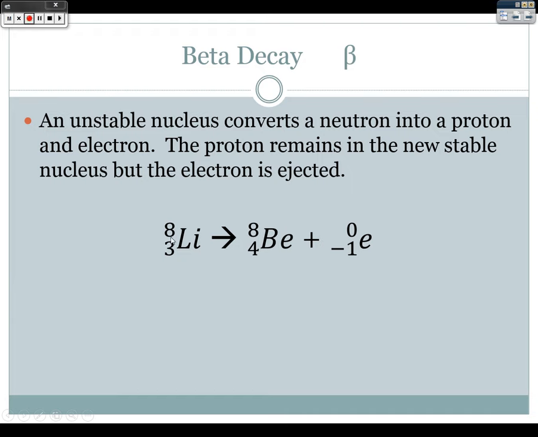And then in order for our bottom number to stay the same, in order for that proton number to stay the same, we have to have 3, and then 4 minus 1 is also 3. So it's all just about keeping those numbers balanced. And having 4 protons means that we are beryllium. And there's that beta particle.